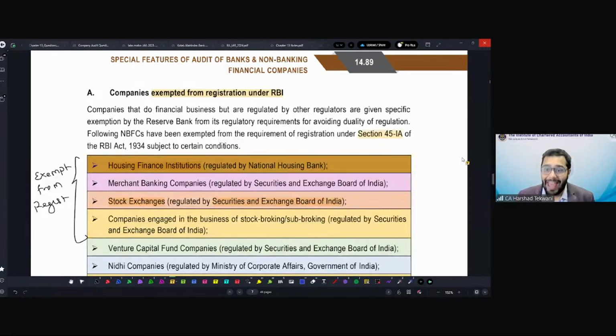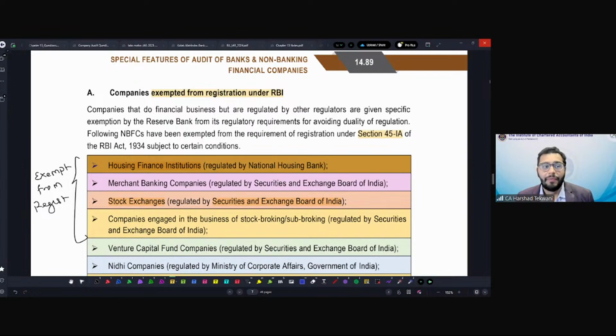Each and every NBFC which falls under the definition of NBFC as per Section 45I, or which meets the 50-50 ratio, is required to register under Section 45 IA of the RBI Act. Otherwise, they are not allowed to carry on the business of NBFC. These are the exemptions from registration with the RBI.